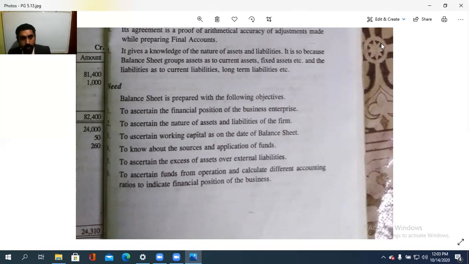To know about the sources and application of funds, to ascertain the excess of assets over external liability. Then to ascertain the funds from operations and calculate different accounting ratios to indicate the financial position of the business.